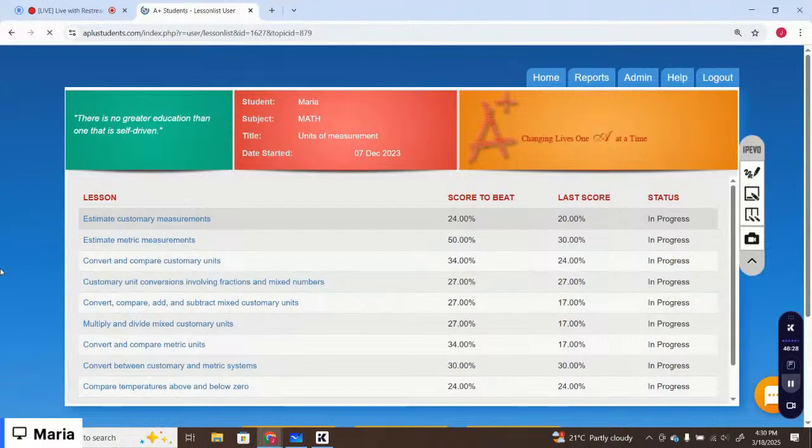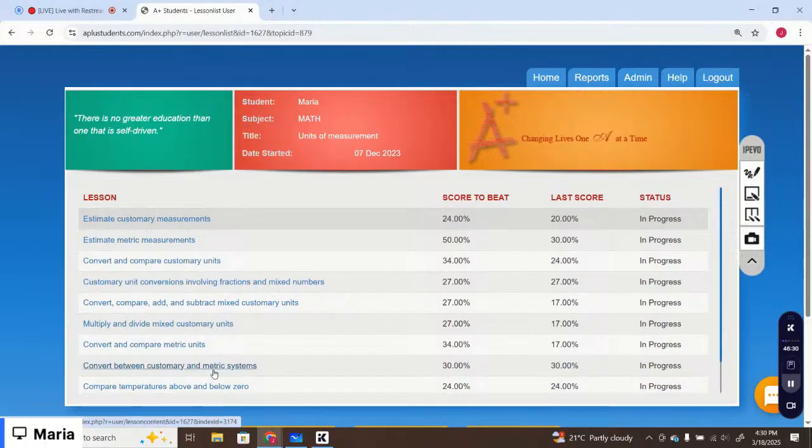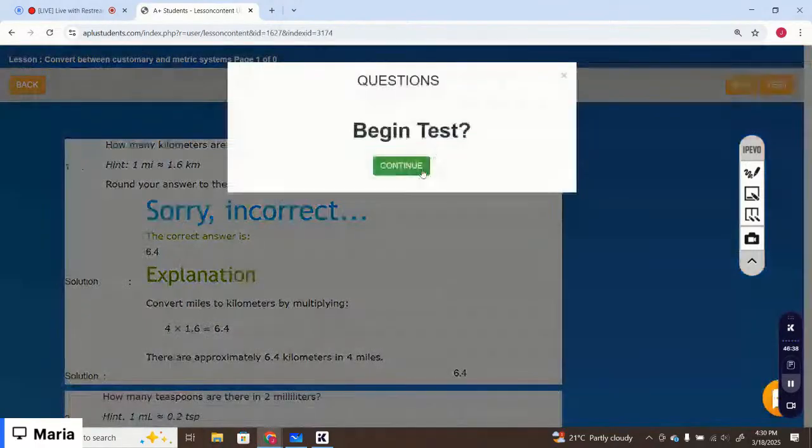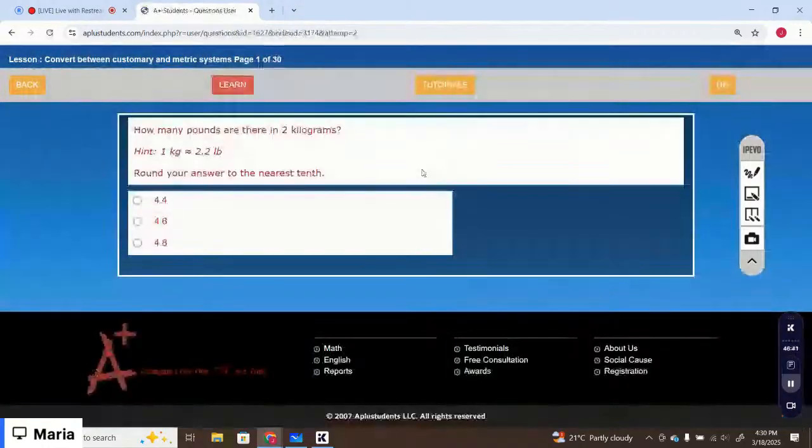The next lesson is convert between customary and metric units. Okay, let's just start with the test questions. How many pounds are there in 2 kilograms? So you are converting from kilograms to pounds, right? You are already given a hint that 1 kg equals 2.2 pounds, so you have to do 2 times 2.2, that is 4.4.